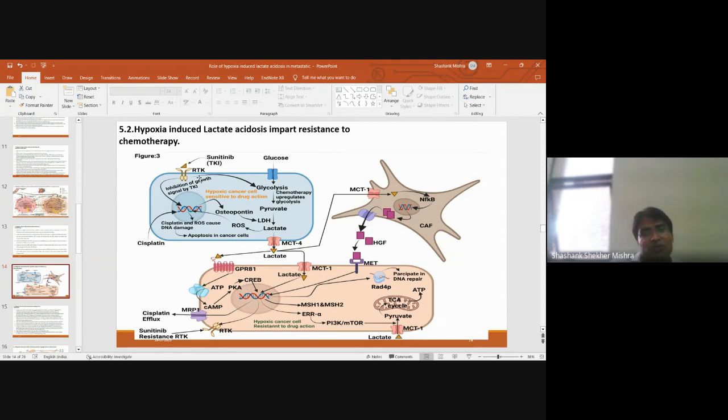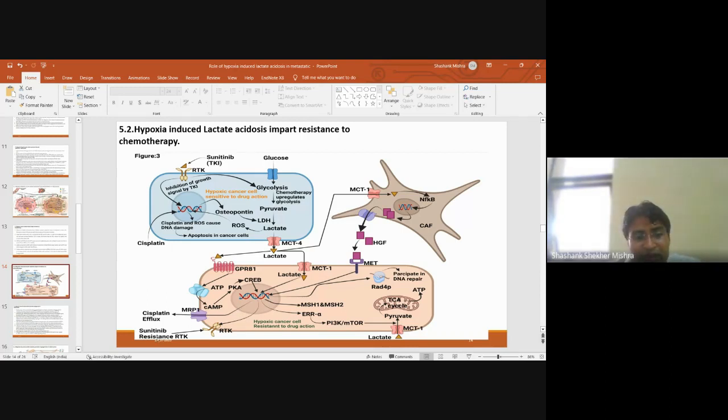So what has the action of sunitinib and cisplatin done? It increased the lactate in the tumor microenvironment. Lactate then entered another cancer cell. Once in the cancer cell, it acted on the DNA and enhanced the synthesis of multi-resistant protein 1 and RTK. So this multi-resistant protein, whatever amount of cisplatin enters this cancerous cell, it is immediately expelled outside.